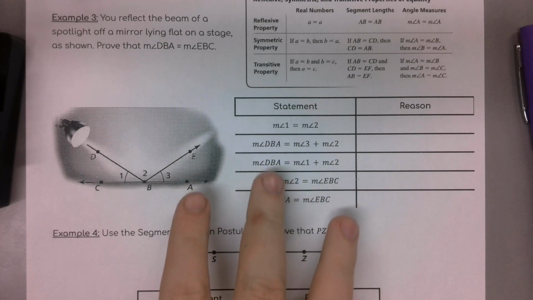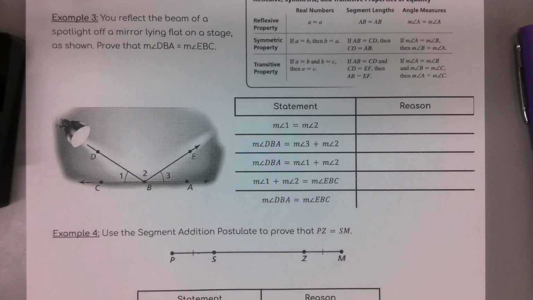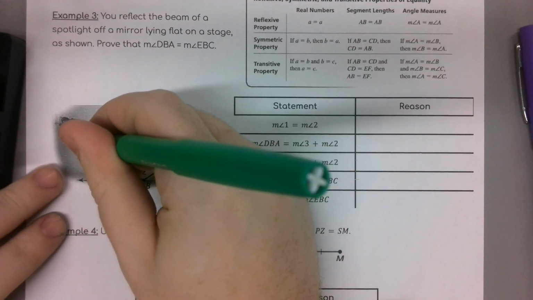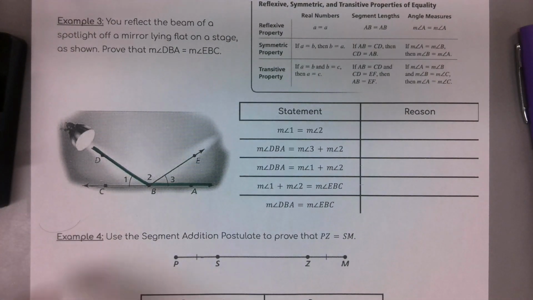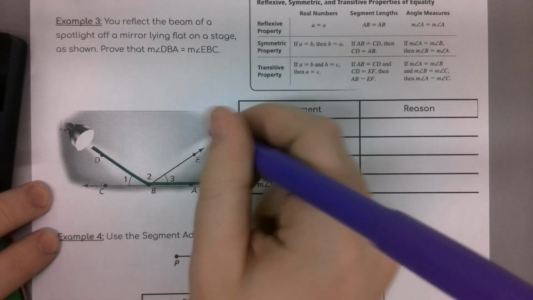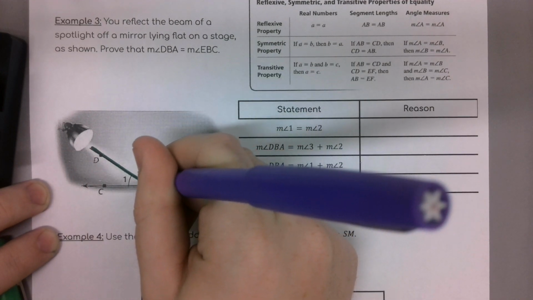Let's see if we can apply these rules and more to an equation that doesn't involve numbers. It instead involves the measurements of different angles. You reflect a beam of spotlight off a mirror lying flat on a stage, as shown. We are trying to prove that the measure of dBA, which I'm going to highlight in green, has to somehow, some way, equal the measurement of angle EBC.